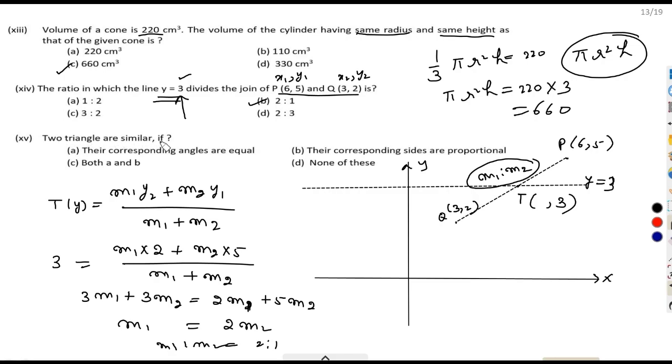Two triangles are similar if their corresponding angles are equal, their corresponding sides are proportional, both A and B, none of these. If two triangles are similar, then their corresponding angles must be equal and corresponding sides must be proportional. It means this option is the right option.